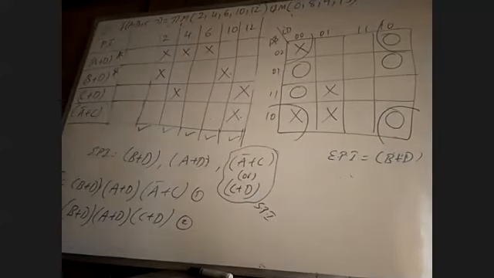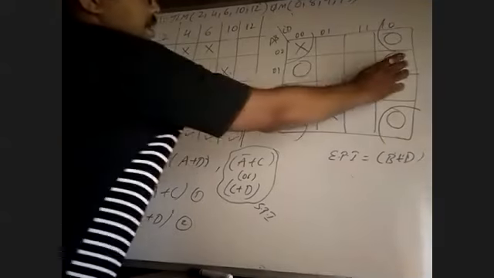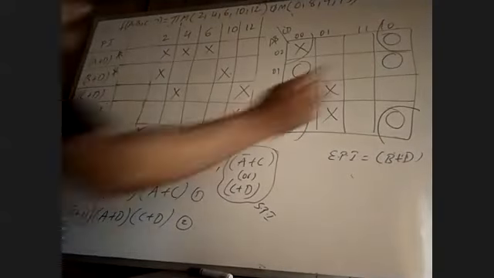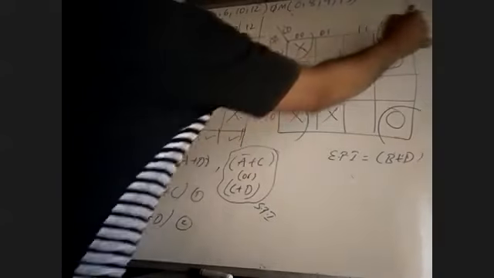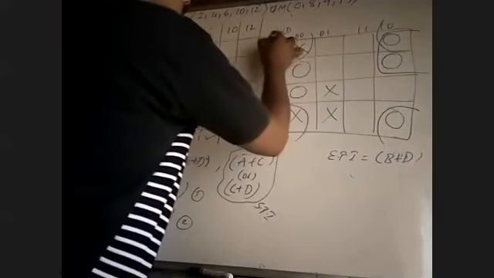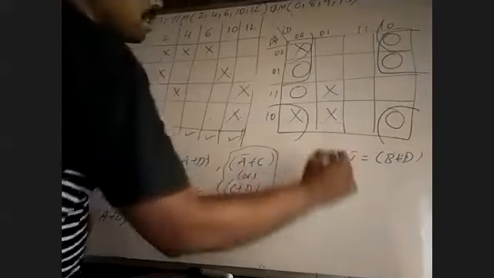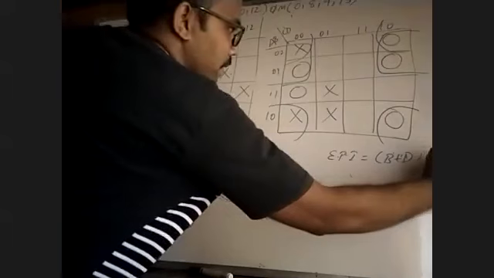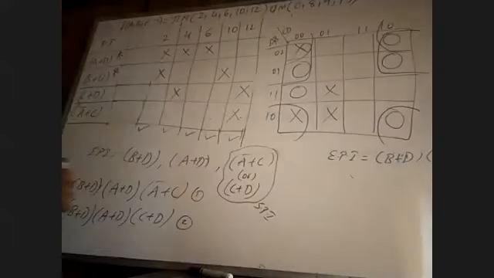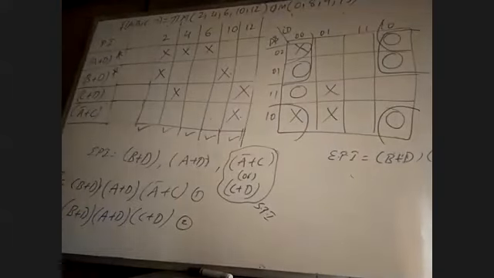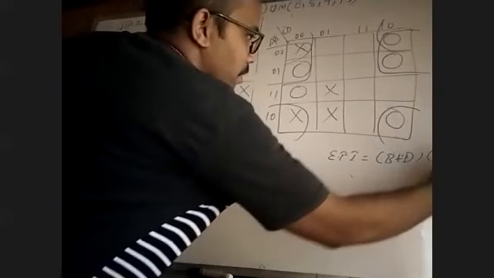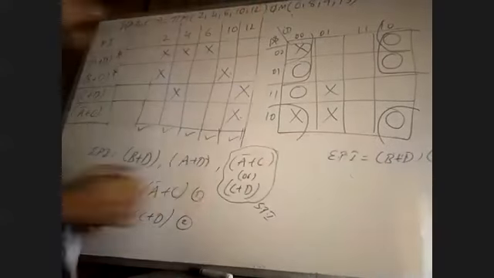And next one. What are the remaining possibilities? To cover the max term 6, I have only one possibility as a quad like this. Therefore, I can write this as A plus D. Second prime implicant is A plus D. So, second essential prime implicant.